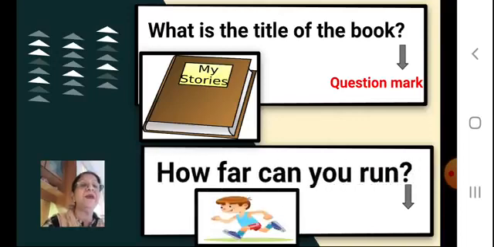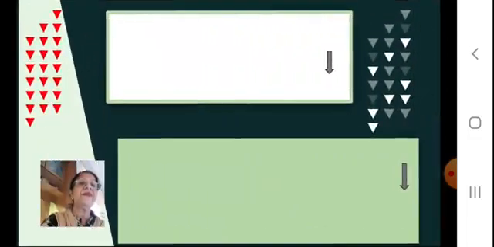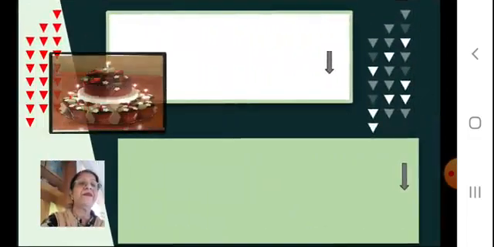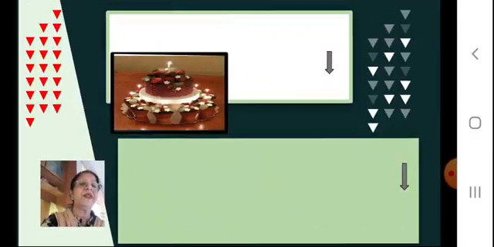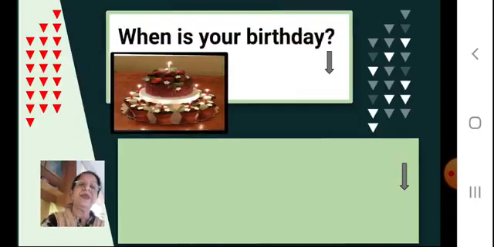Here you can see a boy. How far can you run? Again, isn't this a question mark? Yes, this is a question. So we have put a question mark here. Yes. So remember, yes. Again, one more example.